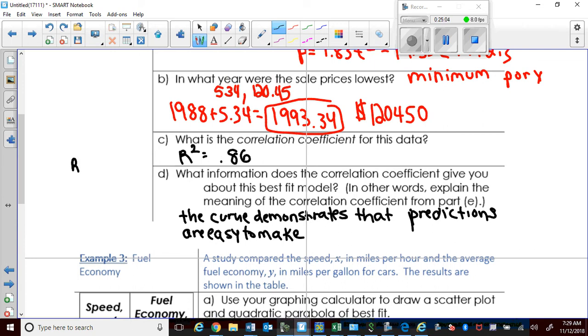Well, my R values range from -1 to 0 and 0 to +1. Okay? So if you look at 0.86, it's very close to +1. And this means that the curve is, I think, a really good fit for the data that's presented. That means you can make good predictions. So here, the closer you get to 1 and -1, the better predictions you're able to make.